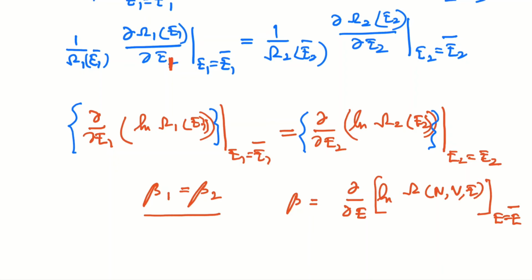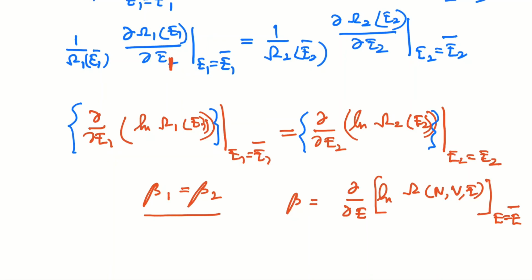So dou by dou E1 of log omega 1 at E1 equal to E1 bar is equal to dou by dou E2 of log omega 2 at E2 equal to E2 bar is now the condition that the system reaches equilibrium. So we reach a conclusion that when two systems are put in contact, the exchange of energy continues until the statistical parameter beta reaches a common value. As we know, when we allow two systems to exchange energy, when the equilibrium is reached, we call it thermal equilibrium. So these systems A1 and A2 have reached thermal equilibrium when this condition is satisfied.